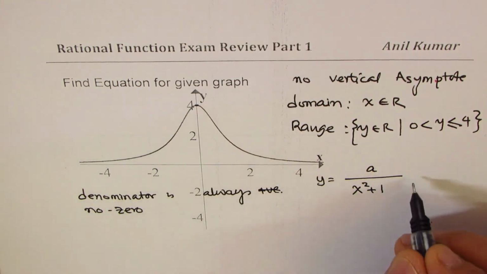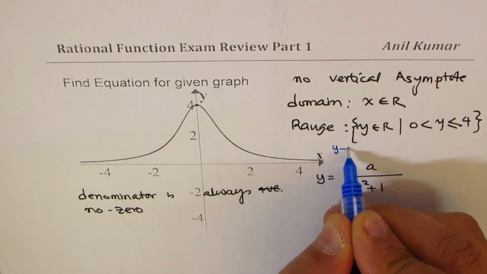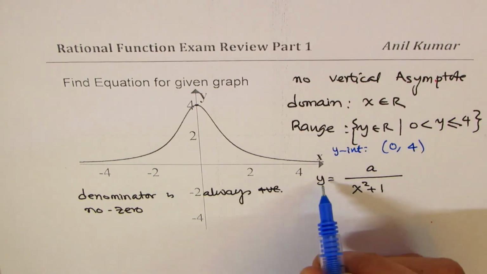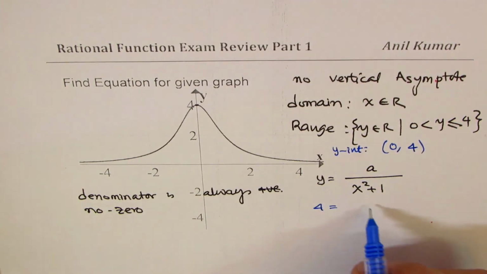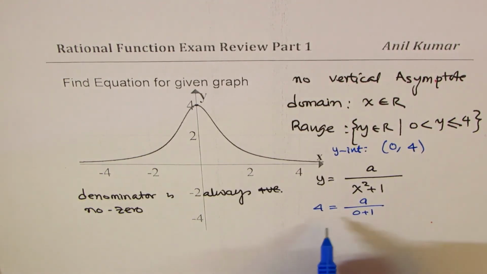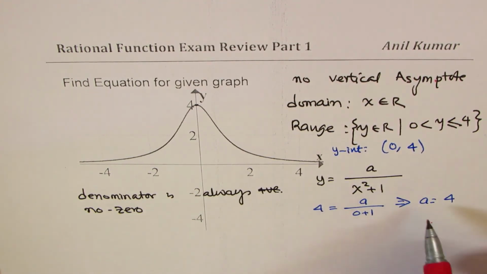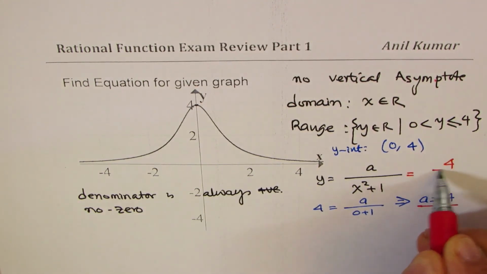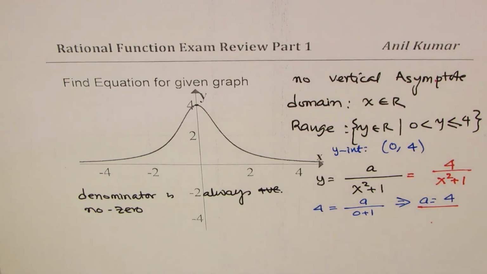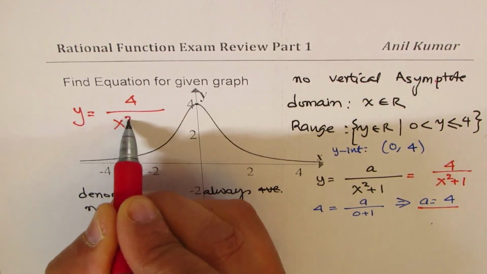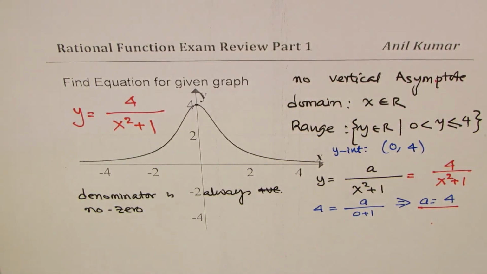How do we find the value of a? We know the y-intercept, right? So use the y-intercept. So we have the y-intercept, which is at 0, the value is 4. So let's substitute this value in this equation. So we get 4 equals a over 0 plus 1. So when you cross multiply, you get a equals 4. Perfect. Substitute a equals 4 here. So what do you get? You get 4 over x squared plus 1. Correct? And therefore, we get our equation, which is y equals 4 over x squared plus 1. Is that correct? That is how you can get the equation of such a graph.